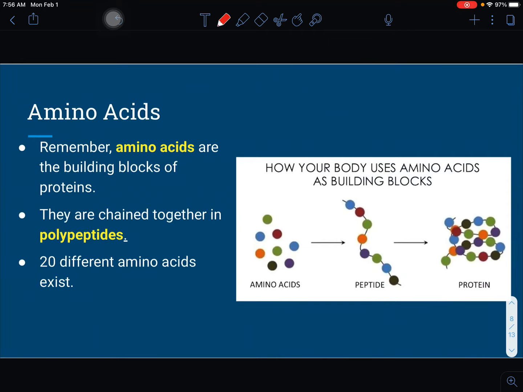So putting all these things together, this says remember, although we actually didn't do this section this fall, amino acids are the building blocks of proteins.